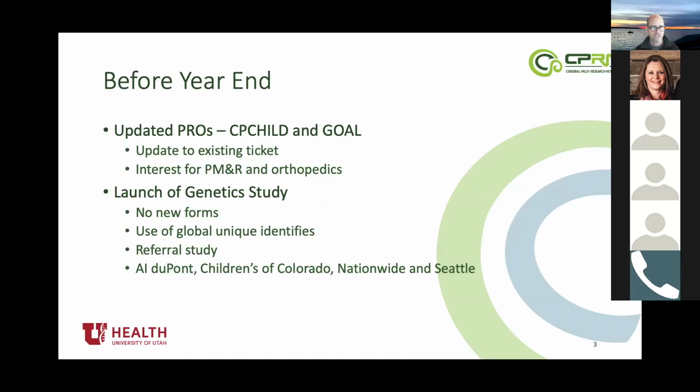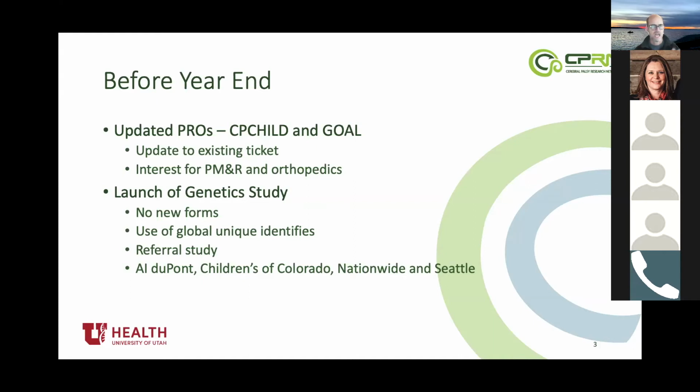We will be doing an update to the forms, and we'll want those out eventually. But this is targeted initially at AI DuPont, Children's of Colorado, Nationwide Children's, and Seattle Children's. The reason why it's targeted at those is those centers are all up and running with registry forms at this stage, and they're all part of PedsNet. And the reason why that's important comes back to this global unique identifier. So I'll talk about that just briefly in a moment. But you should know, we're trying to launch this study in December.